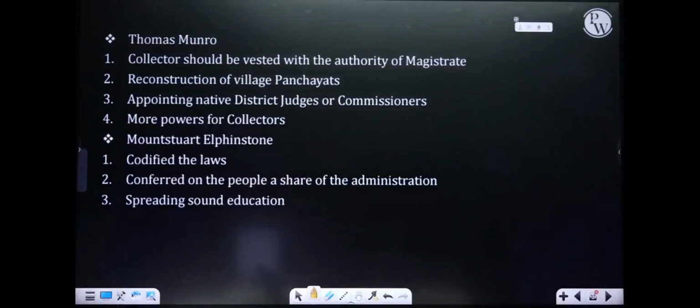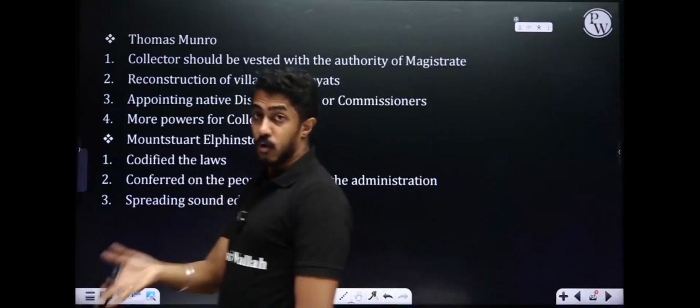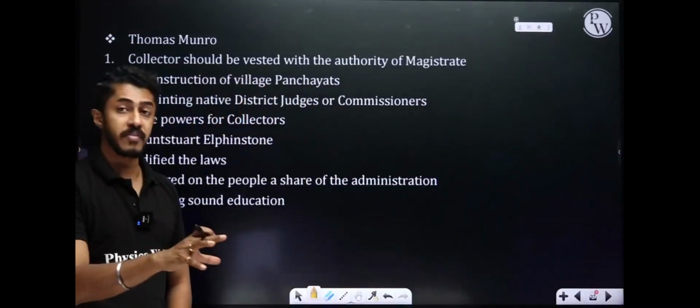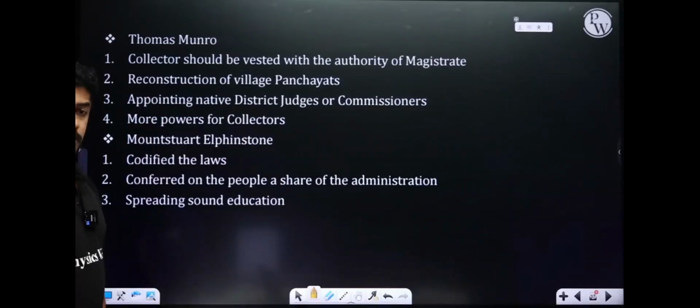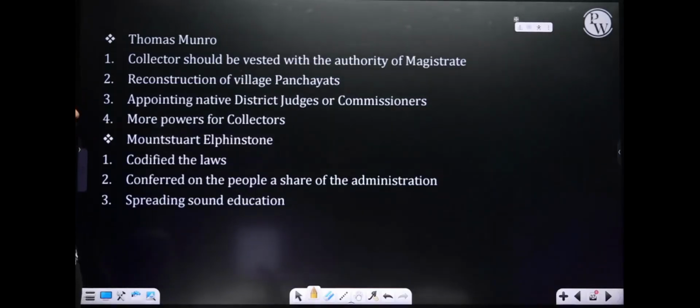Thomas Munro: collector should be vested with the authority of magistrate. Should be vested with, that means give the collector back his judicial power. Reconstruction of village panchayats, appointing native district judges or commissioners.